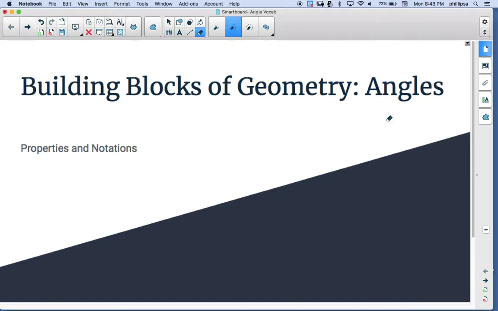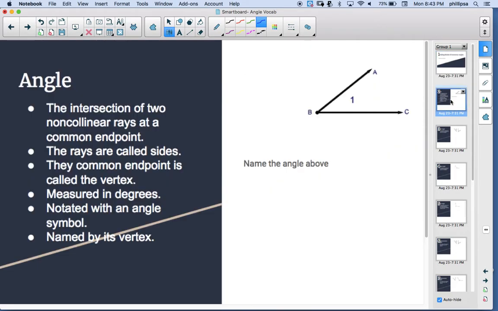Another video on building blocks of geometry. This time, slightly different. We'll be talking about angles as opposed to points, lines, planes, but a very similar video than the first one that you guys had. We're just going to be talking about the properties, defining them, and then some notations and how to recognize them, how to name them, how to mark them.